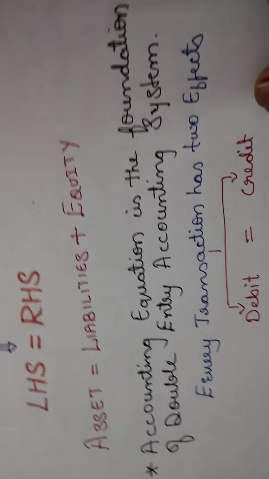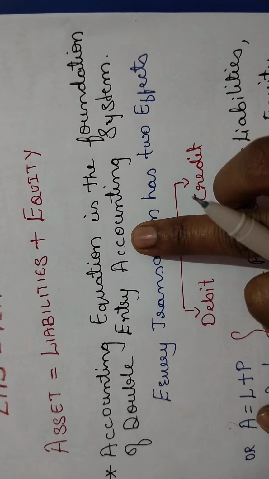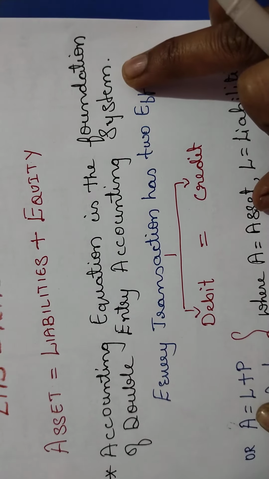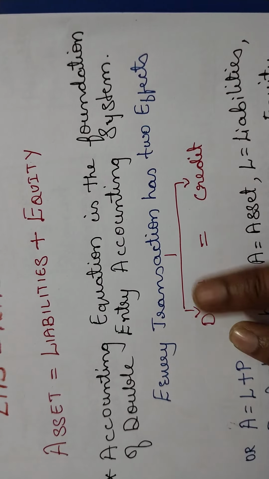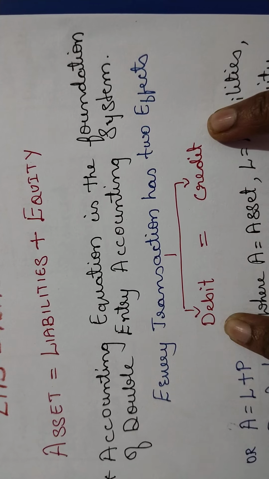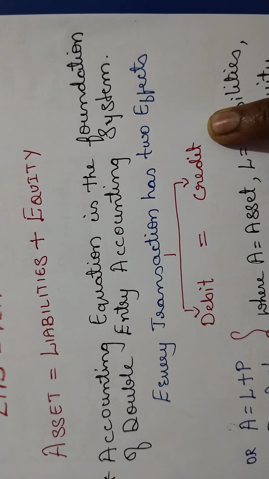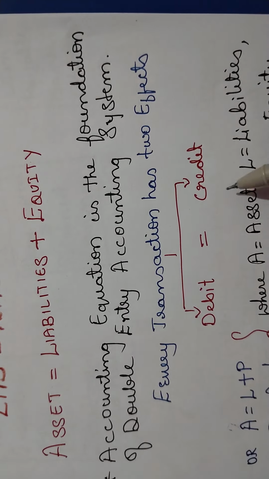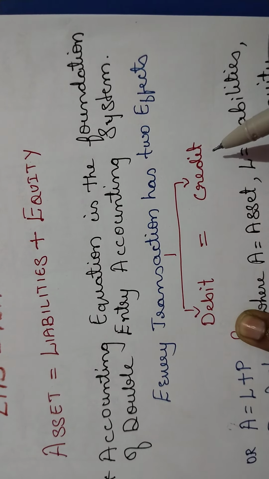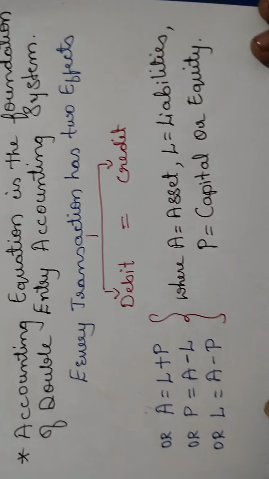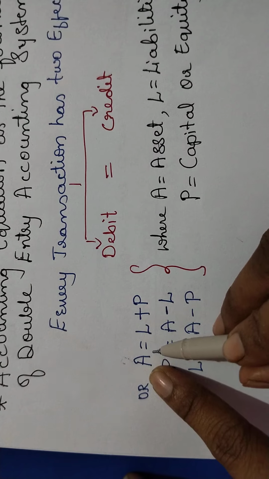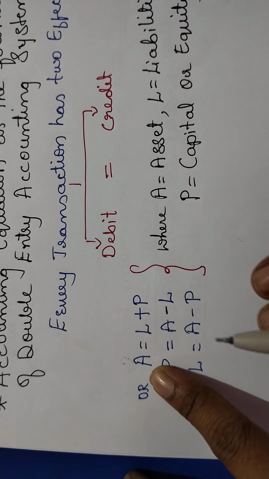Now, the accounting equation is the foundation of the double entry accounting system. Every transaction has two effects, the debit aspect and the credit aspect. It is not called plus or minus. For every credit there will be a debit, and for every debit there will be a credit. And see here, your assets' place will not change. It remains and holds its place.